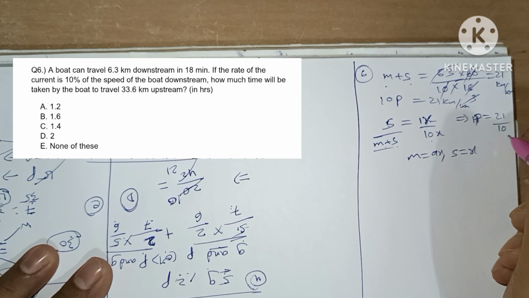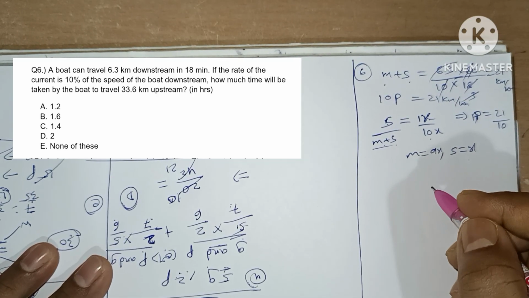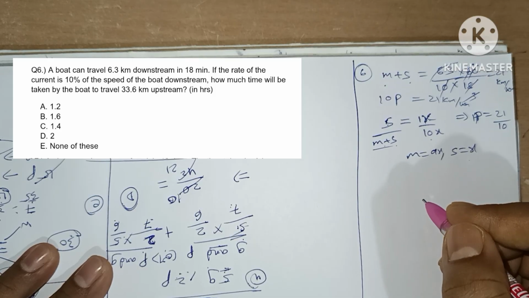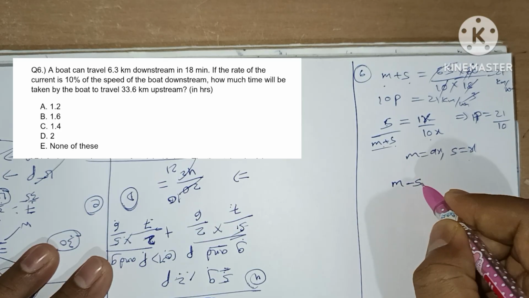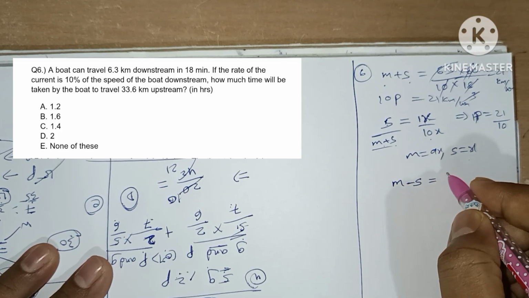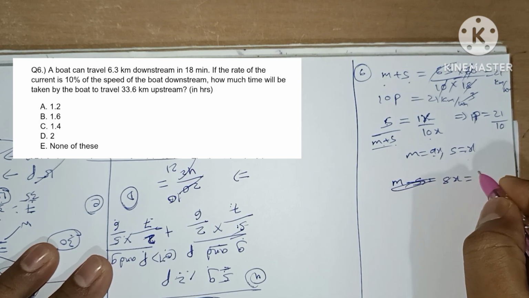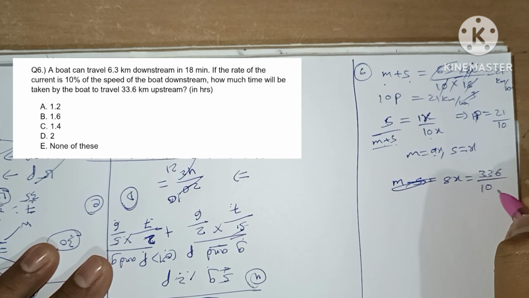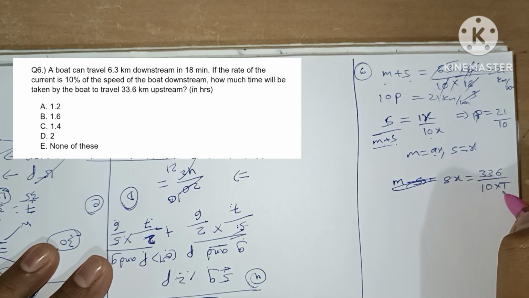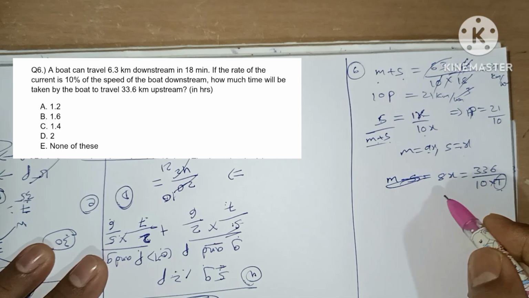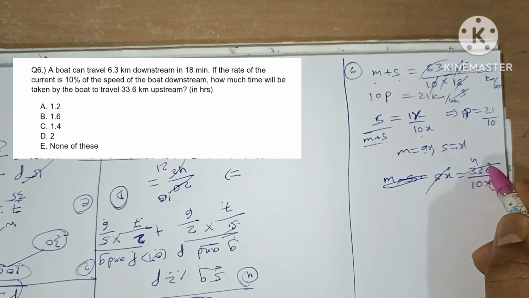21 divided by 10. Now the question asked is how much time will be taken by the boat to travel 33.6 kilometers upstream. Upstream means m minus s speed. M minus s means 8x. So at 8x speed, the distance given is 33.6, and we need to find the time taken.